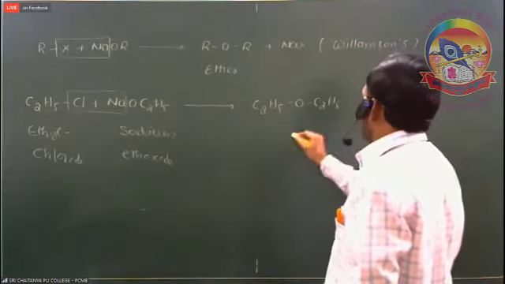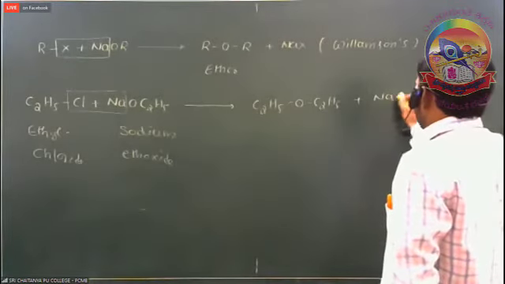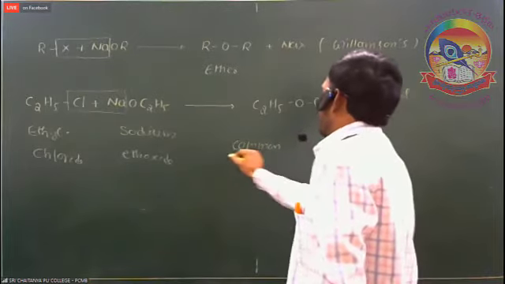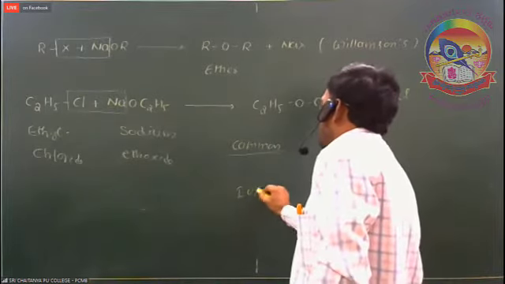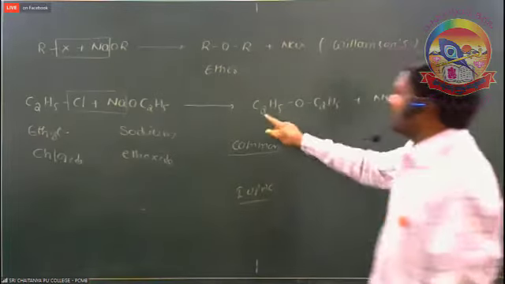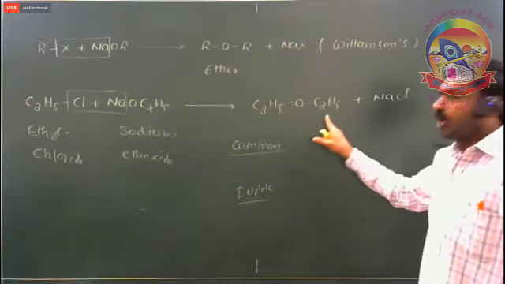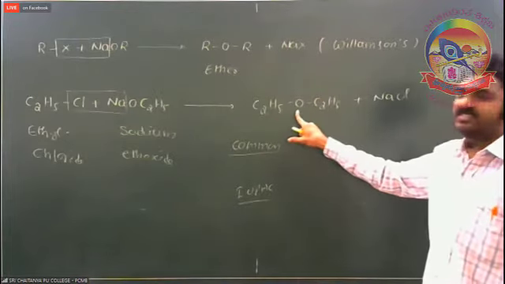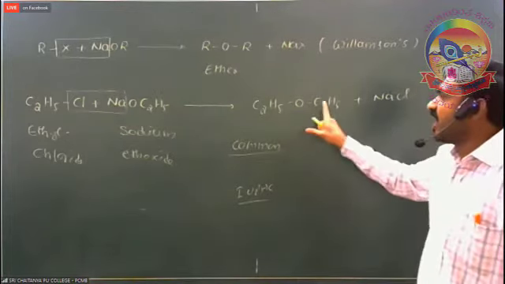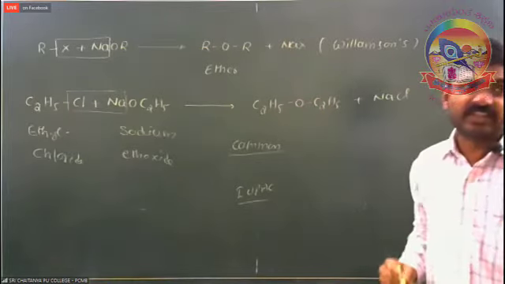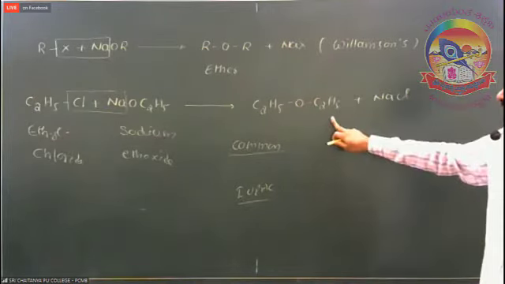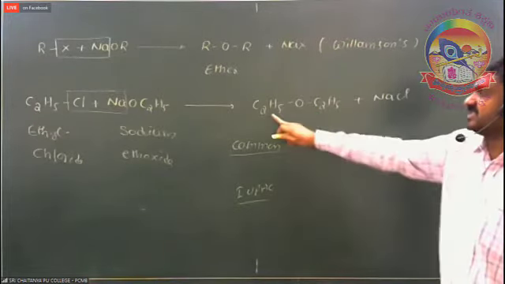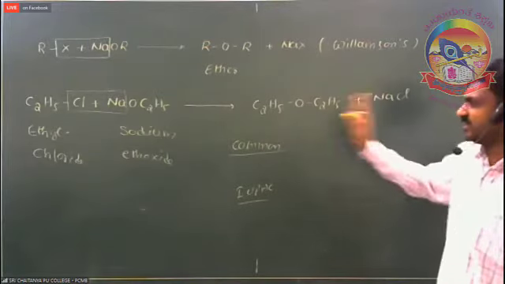The product formed is C2H5OC2H5, and the byproduct is NaCl. What is the common name and the IUPAC name of this compound? It is an ethyl group, and it is also an ethyl group. Both alkyl groups are attached to oxygen, so it is called a dialkyl ether. It is a symmetric ether. Symmetric means both alkyl groups are the same, and unsymmetric means the alkyl groups are different.